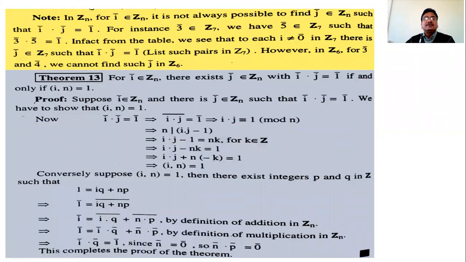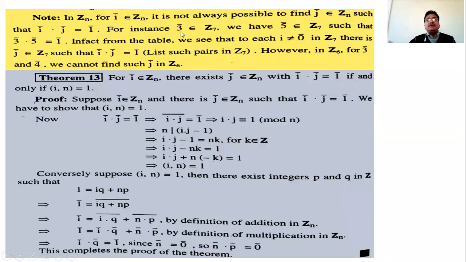So next, the next theorem is important. What is the theorem? First we see what is the inverse of a residue class. In Zn, we know that Zn means the set of residue classes modulo n. So for I bar belonging to Zn, it is not always possible to find J bar in Zn such that I bar into J bar is equal to 1 bar.